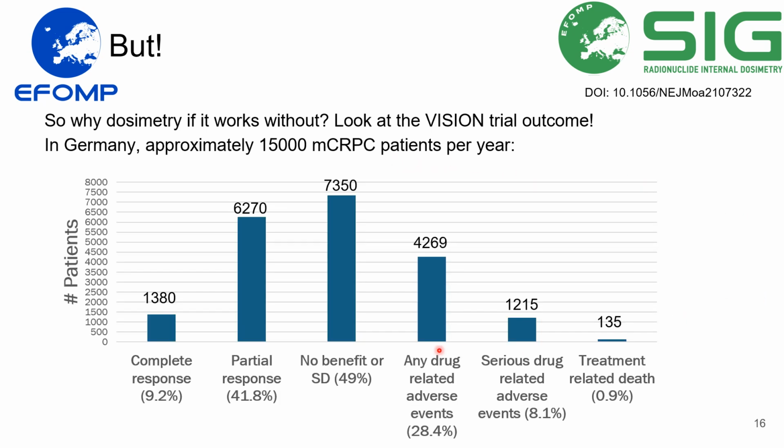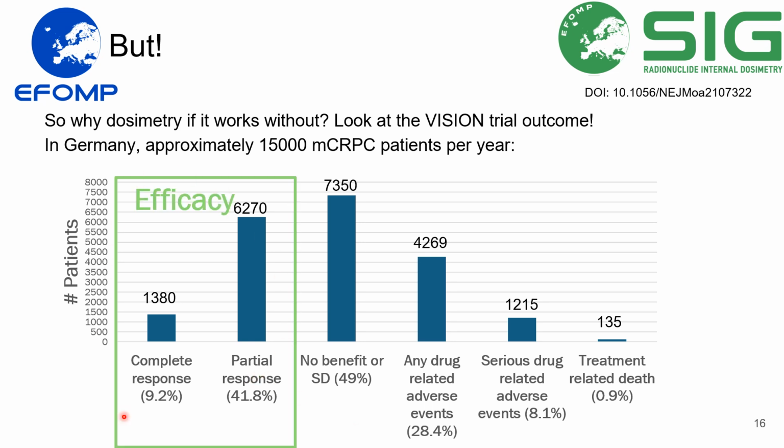If we look at the numbers, and here in the brackets the percentage, those are the numbers reported by the VISION trial. So for complete response after receiving lutetium PSMA therapy, we will have more than 1,300 patients with complete response, which is great. And 41% will have a partial response. Partial response means some lesions are responding, others are not. So this is over 6,000 patients, which is again great, so patients have benefit. While unfortunately 49% have no benefit or only stable disease, which corresponds to more than 7,350 patients.